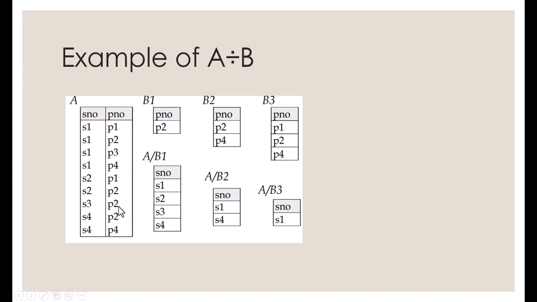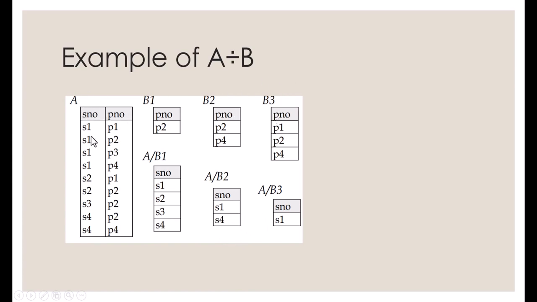We have S3 and then P2. Do we also see S3 with P4? No. We have S4 with P2 and S4 with P4, both. So we are able to put S4 down as one of the answers. Now the last one is A divided by B3.